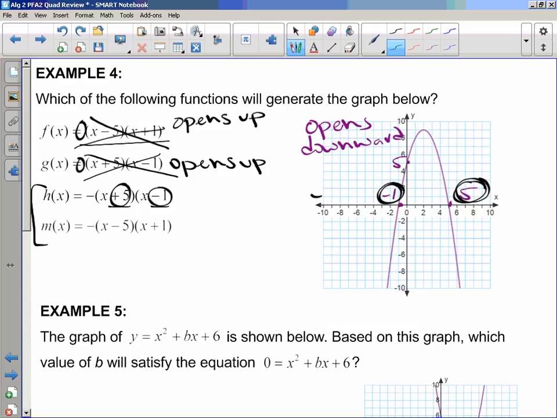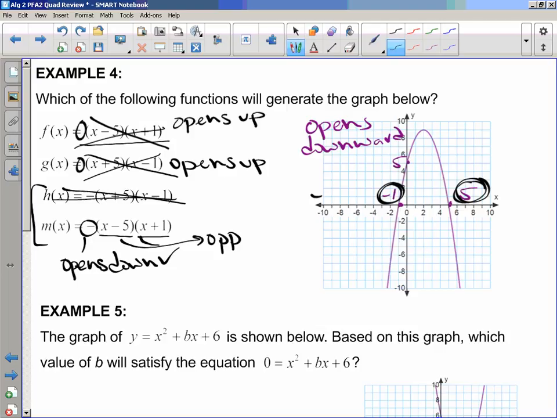But let's talk about why. Why is it the third or the fourth option? It's negative, so opens down. That's what we want. Then my factors are x -5 and x +1. Those are opposites of -1 and 5. So we're good. So it has to be this function.